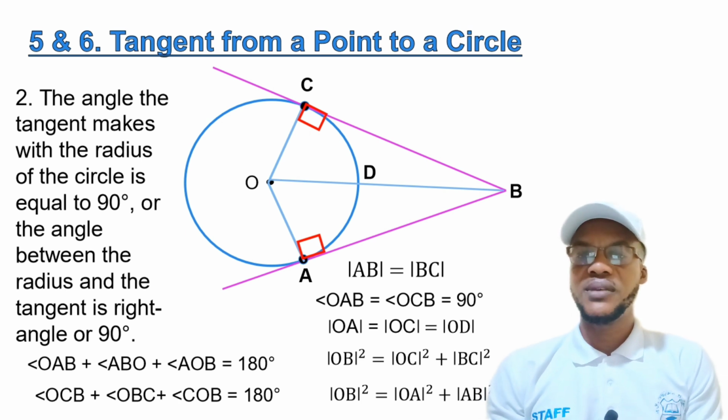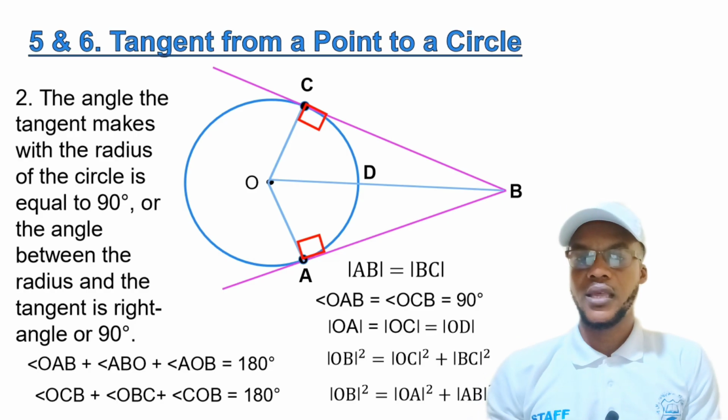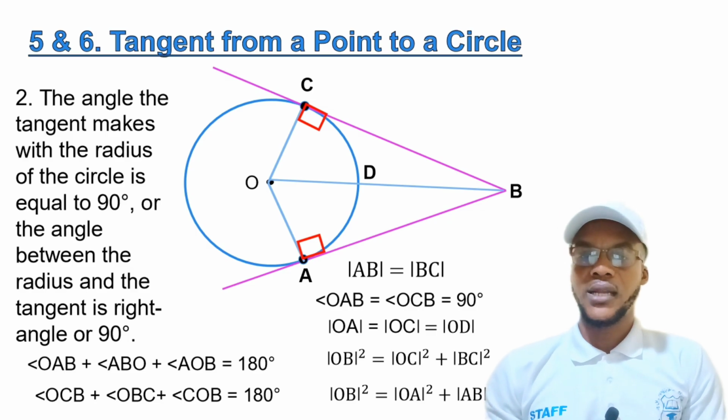So these are some of the basic principles about the tangent from a point to a circle. We can get a lot of properties here, but these are few of them. All right. So what we are going to do now is take an example and look at how we can go through.